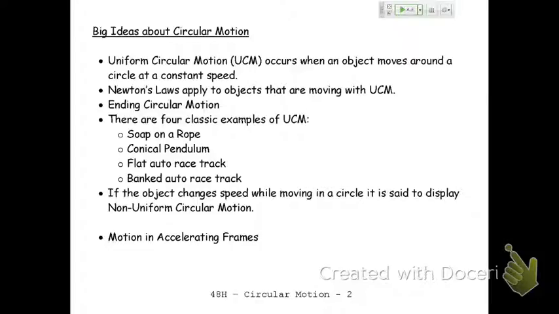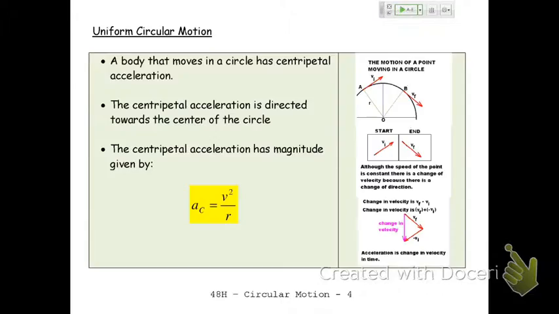And then secondly, we have non-uniform circular motion, where you actually speed up and you slow down, and we need to deal with that. In the middle, there are four classic examples of uniform circular motion, and we'll do a couple of them today. All of them are on the website. If you go to the YouTube channel, I've worked out all the examples there, so you have them.